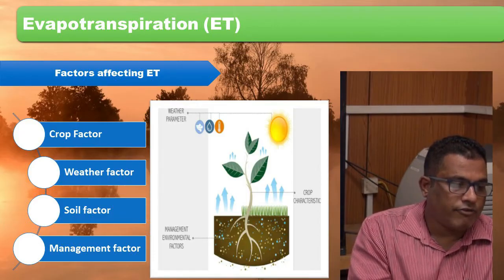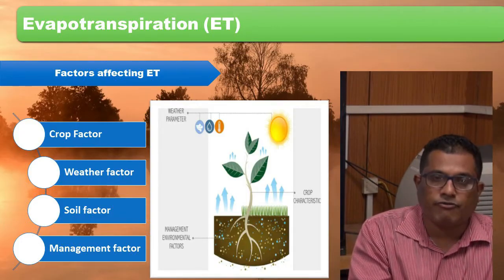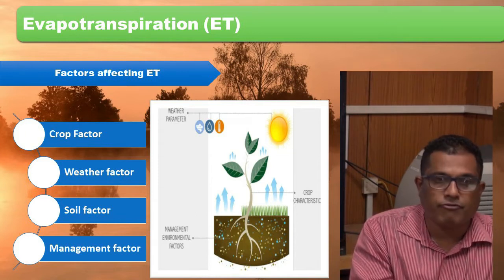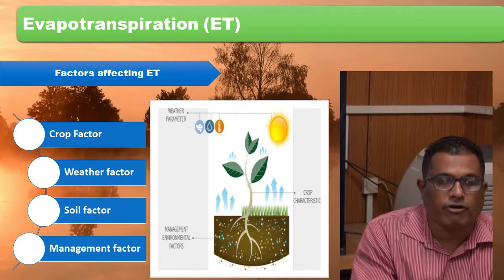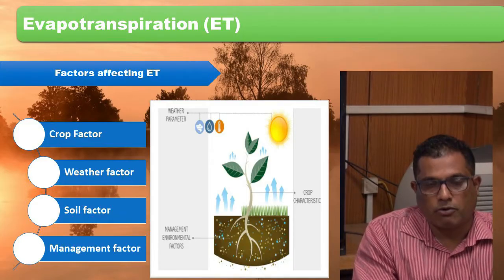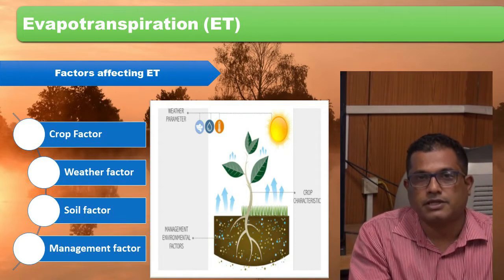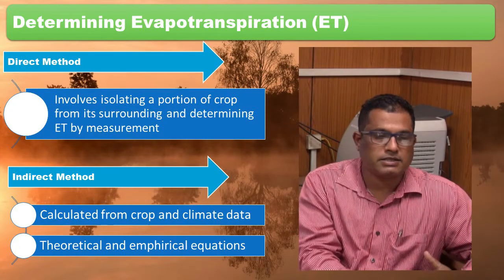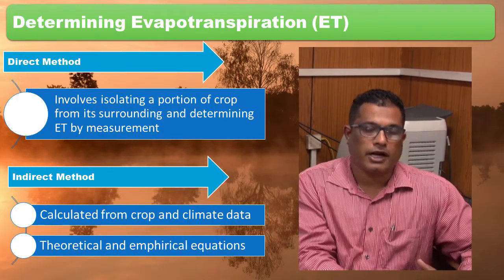Also, there are some factors like nutrients and fertilizer and irrigation that come under management factor. If your soil is properly fertilized, if you irrigate properly, then from such surfaces the ET would be higher compared to the places where these management practices are not adopted.